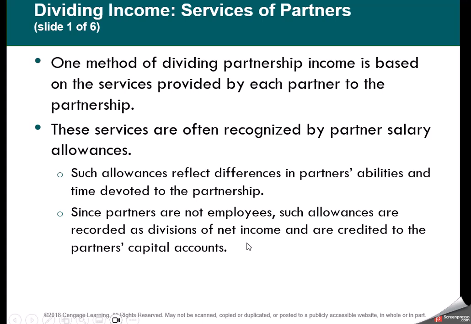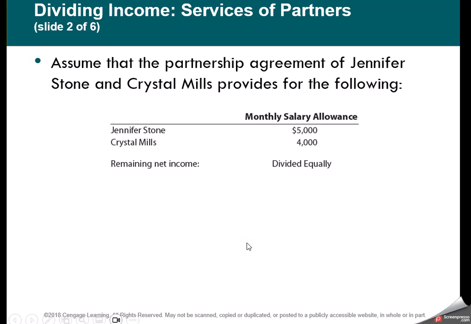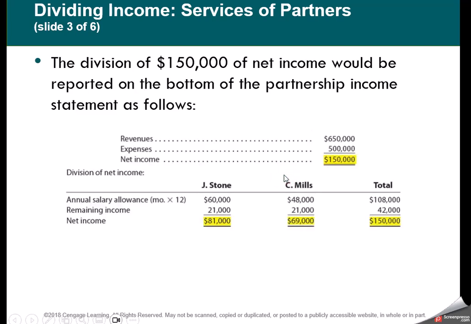All right, so let's go here. So we've got, assume that there's a partnership agreement between Jennifer and Crystal, and Jennifer gets $5,000, Crystal gets $4,000, and then the remaining net income they divide equally. So our revenues less our expenses gives us our net income that we're going to split. So that's the $150,000. So the annual salary, again, what they gave us was the monthly salary. So we got to multiply that by 12. So Jennifer got the 5,000 times 12, gives her 60,000 a year. Crystal got 4,000 times 12, which gave her 48,000.